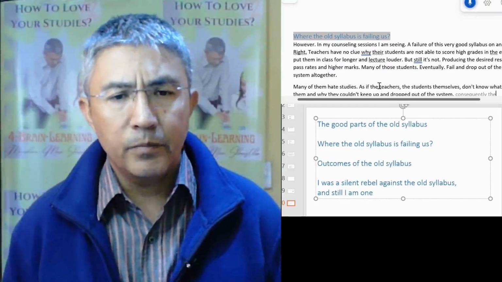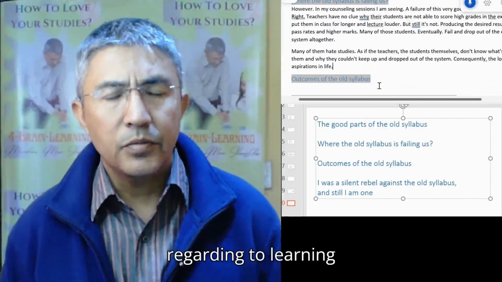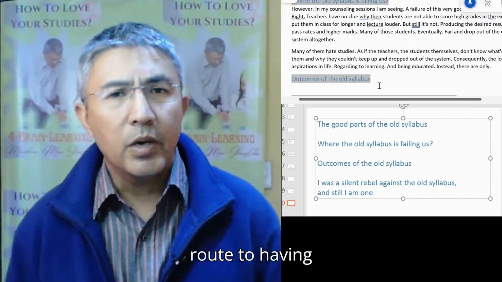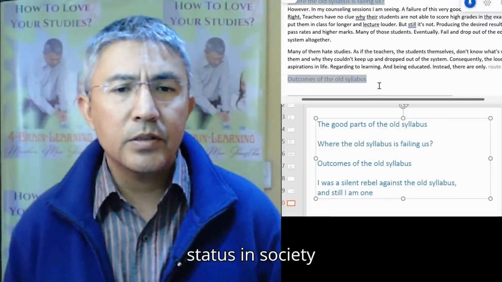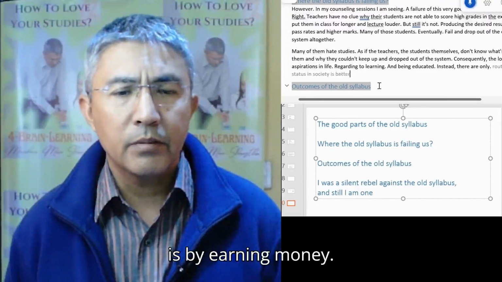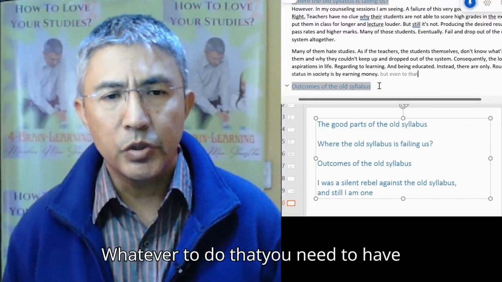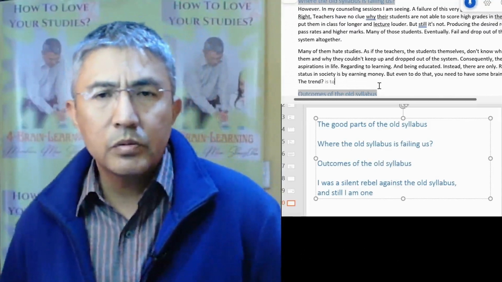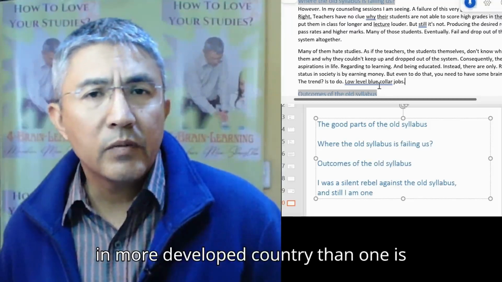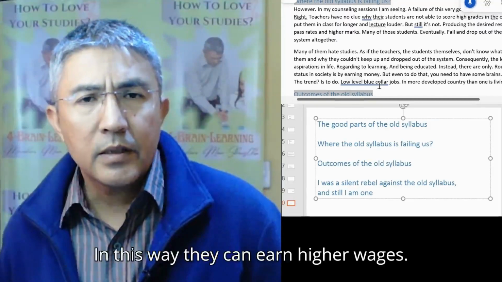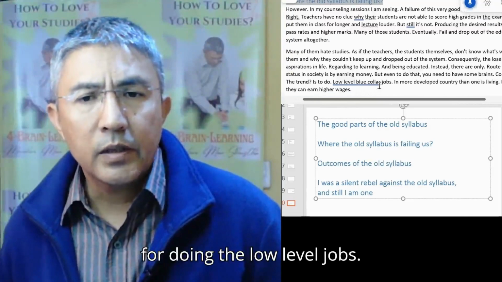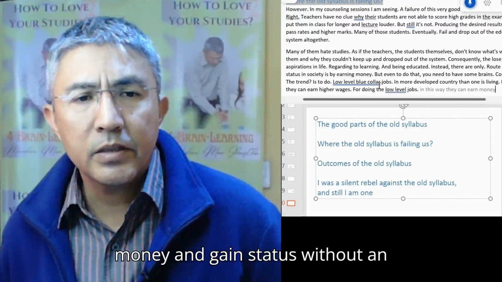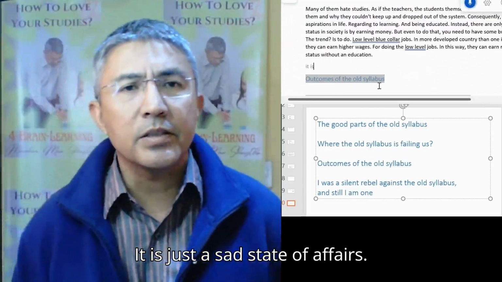Consequently, they lose all their aspirations in life regarding learning and being educated. Instead, their only route to having status in society is by earning money. But even to do that, you need to have some brains. Consequently, the trend is to do low-level blue-collar jobs in a more developed country than the one they are living in. In this way, they can earn higher wages for doing the low-level jobs, and gain status without an education. It is just a sad state of affairs.